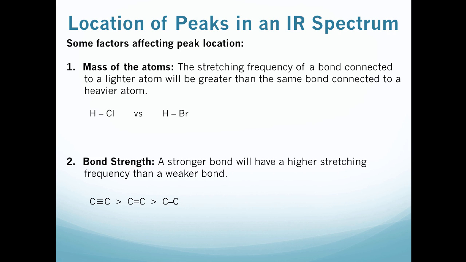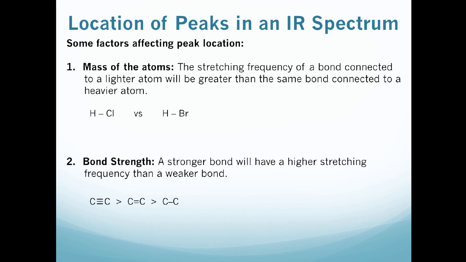In a lot of cases, you're just going to be able to use a chart to see where certain stretches for particular functional groups are. But it's really nice to know what factors influence where the peaks show up on an infrared spectrum. There are 2 main factors that affect the peak location. The first is the mass of the atoms. So what we're going to see here is that the stretching frequency of a bond to a lighter atom will be greater than the same bond connected to a heavier atom.